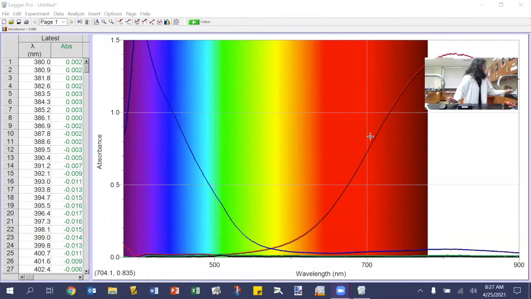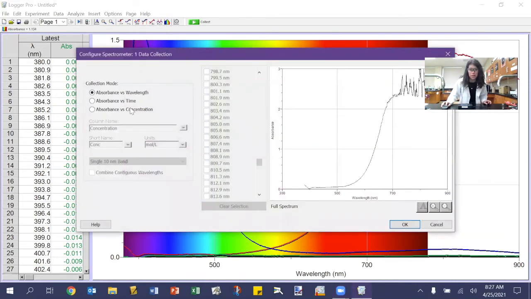So I'm going to go back to my Logger Pro. And again, I want to start with my copper 2+. And this is the 0.4 molar. Now, for this one, I don't want to do absorbance versus wavelength because I know what wavelength I want to take my measurements at. For making a calibration curve, I want to set this to absorbance versus concentration. So I'm going to configure this and select absorbance versus concentration.